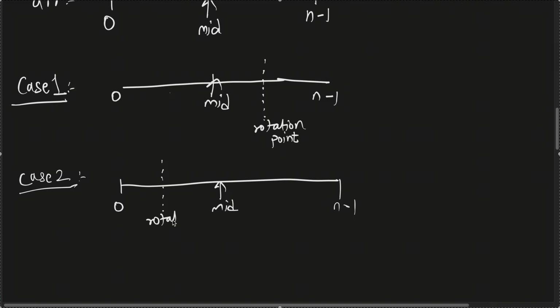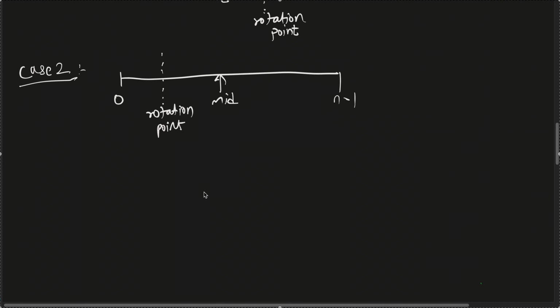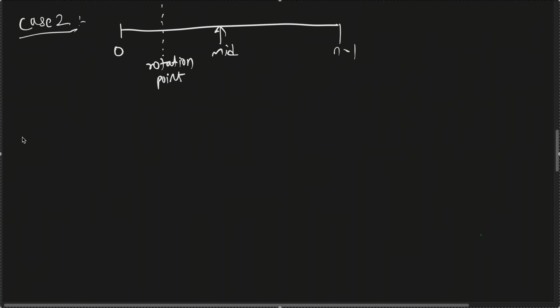So there can be two cases. First case is our rotation point lies between mid to n minus 1. Second case is our rotation point lies between 0 to mid, right? So let's do some more observation by seeing an example. Let's see the example for case 1.